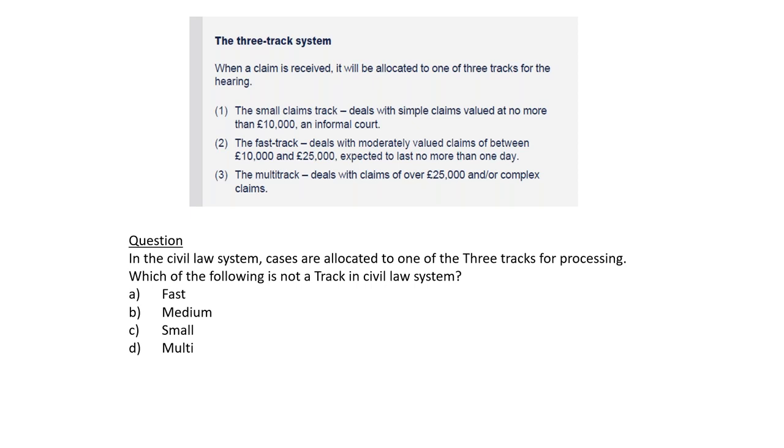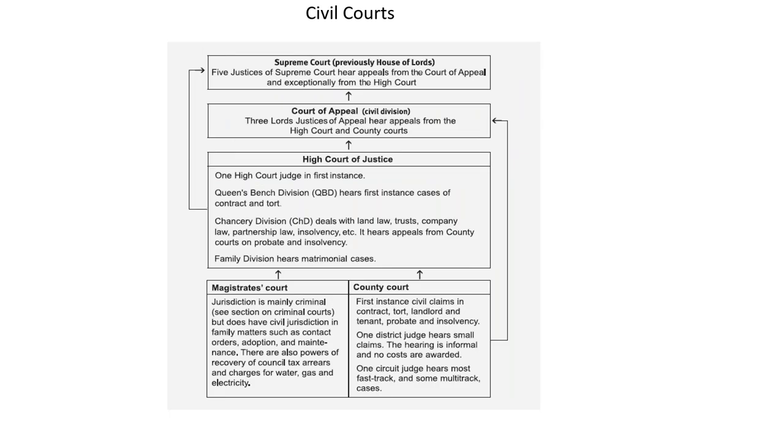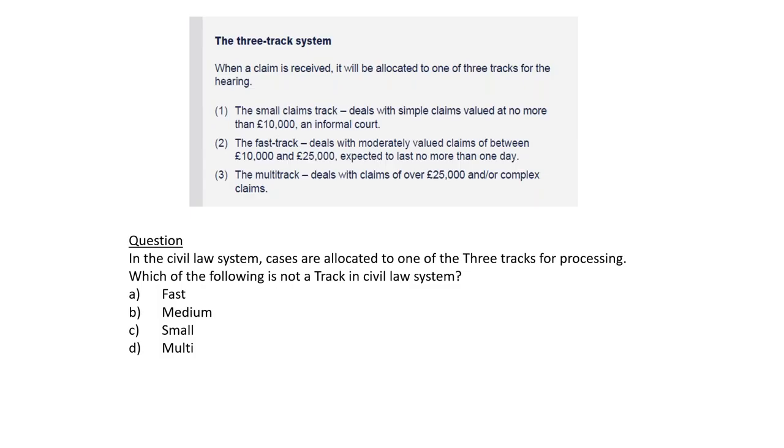So if we talk about the small track claims, these are the simple claims and those values are not more than £10,000. So if you bring a case to the county court and the value you are expecting from the defendant is £10,000 or less, then it will go to the district judge in county court because the district judge has the small claim. So he can give you a question like this: which are the claims that are being heard by the district judge? And for that, the answer will be the small claims.